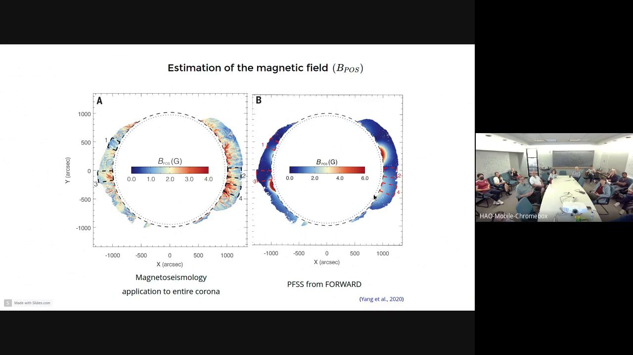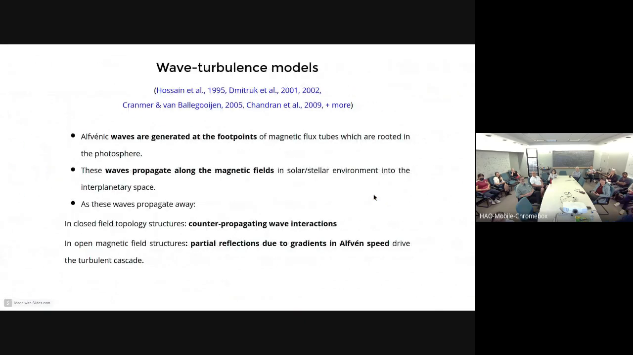Now, apart from getting the estimation of these physical parameters, we can also think about the kind of energy that these waves actually carry. These waves are known to play a significant role when it comes to coronal heating and also the acceleration of the solar wind.